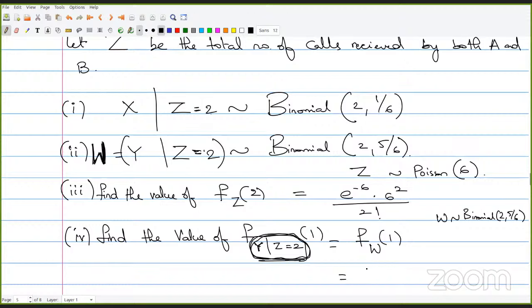What is the probability that W takes value 1, where W follows binomial 2 comma 5 by 6? Isn't it 2C1, 5 by 6 to the power 1, into 1 by 6 to the power 2 minus 1, which is actually 1? Yes, 5 by 6 into 1 by 6.